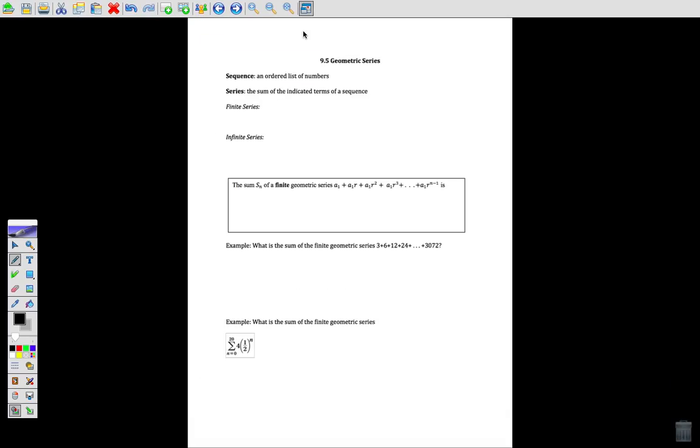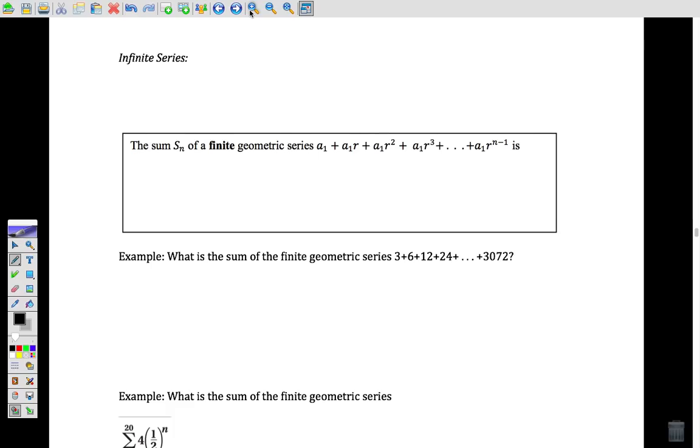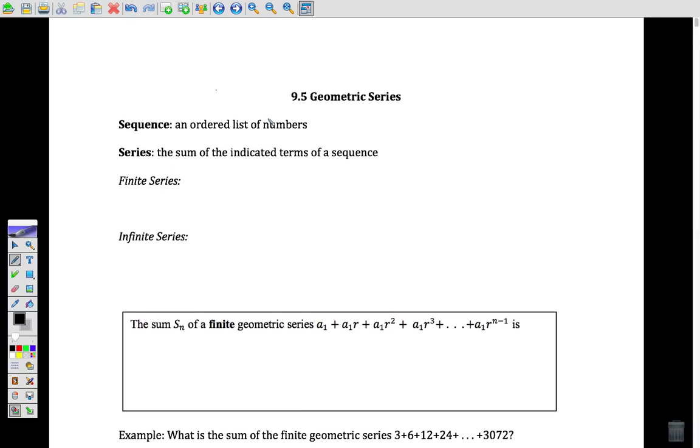Today we are talking about geometric series, again related to geometric sequences. So last time we talked about the difference between a sequence and a series. Just to remind you, a sequence is just an ordered list of numbers, and a series is the sum of an indicated amount of terms in a sequence. So for example, 1, 4, 16, 64 is a sequence. 1 plus 4 plus 16 plus 64 and so on is a series.